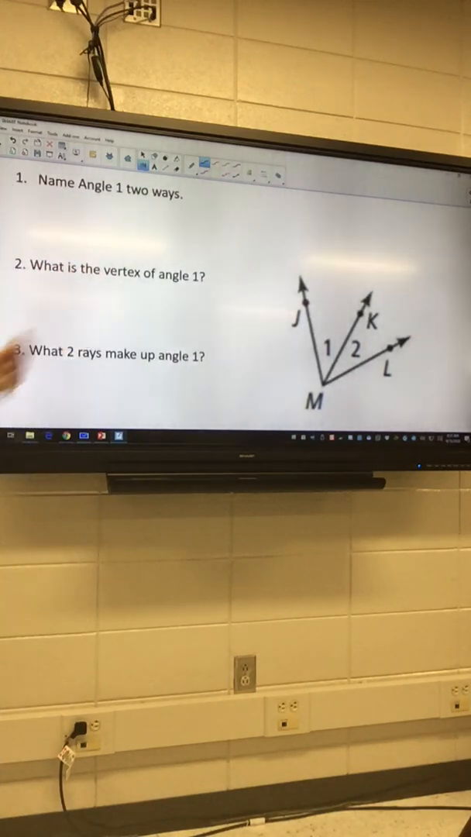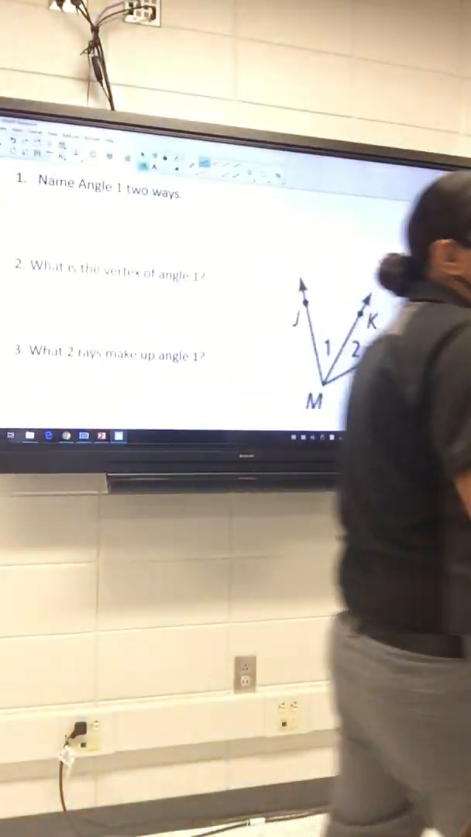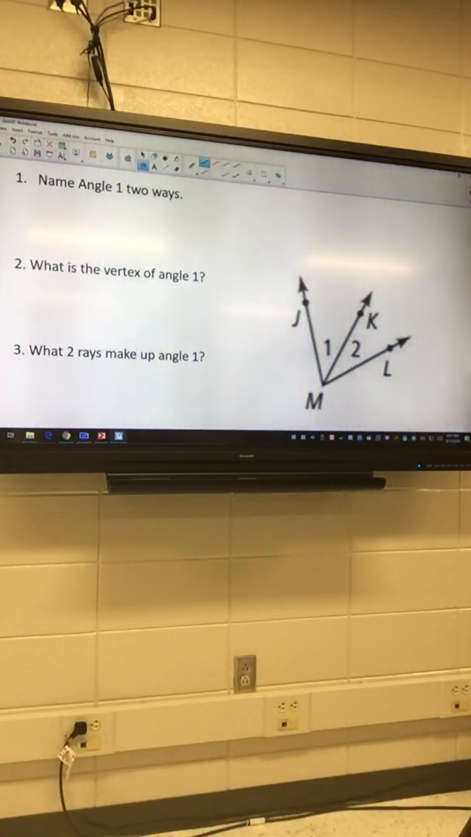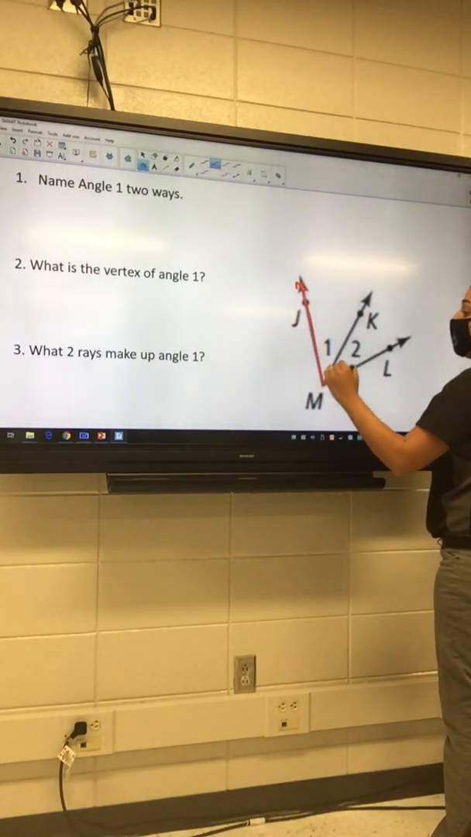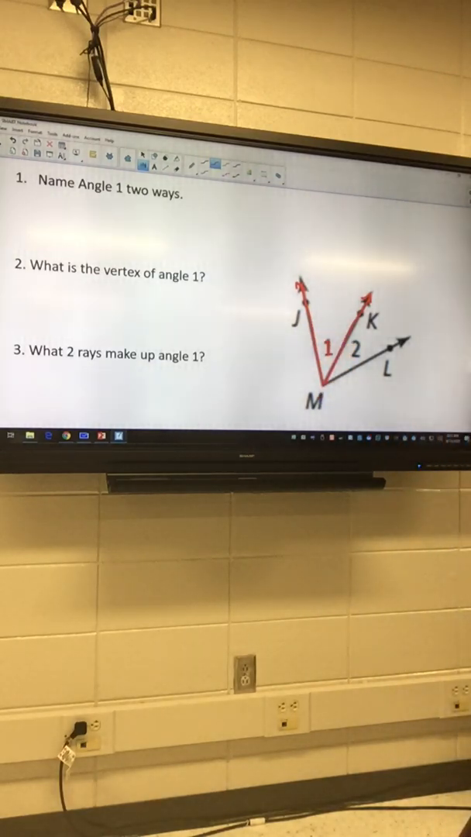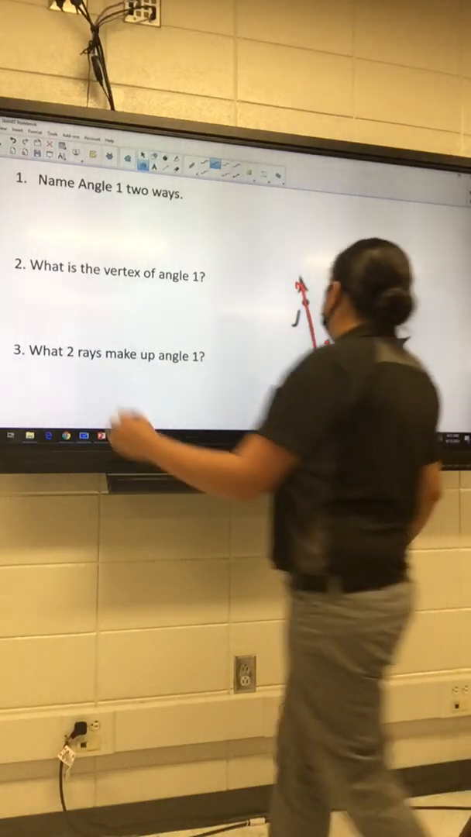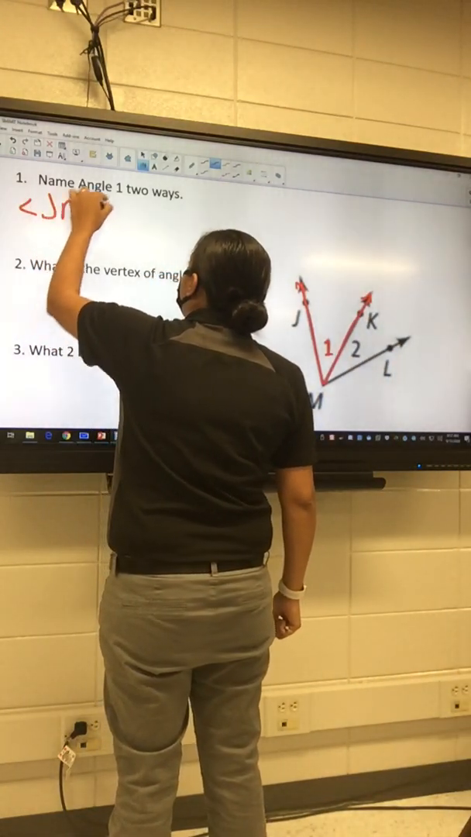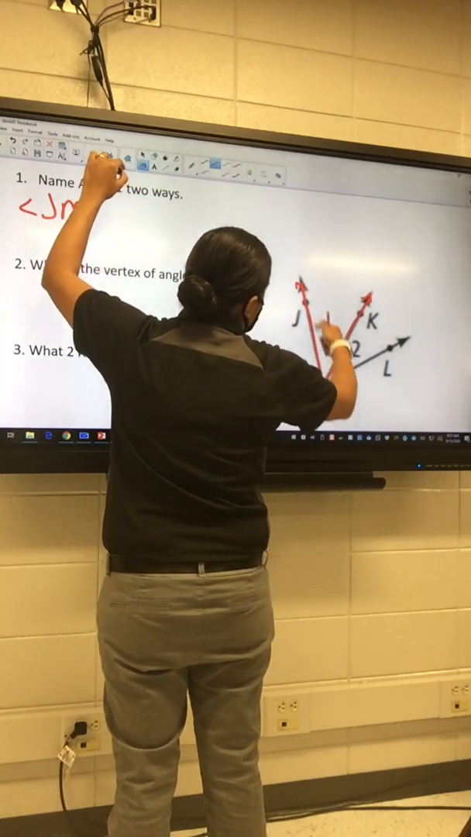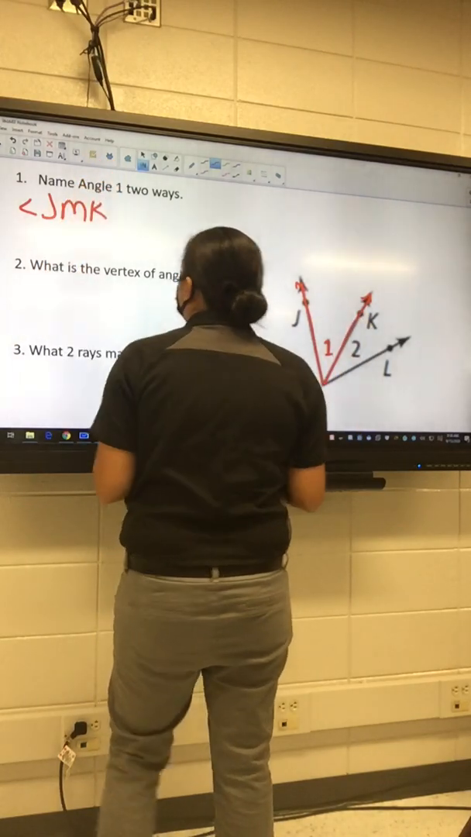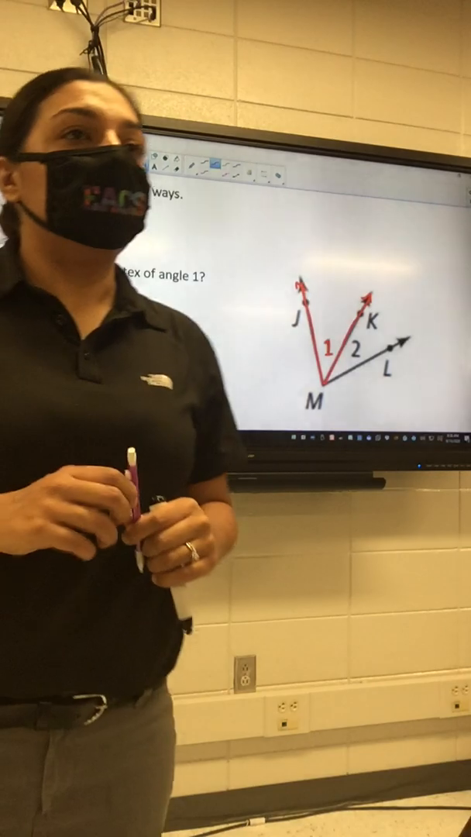Okay, so we're given this picture. It says name angle 1 in 2 ways. How many ways could you name an angle? 3. It's already named 1, so this is angle 1. Because this is labeled 1, we've already used 1 way. So what is another way we can name this? JML. JMK. What's another way to name it again?